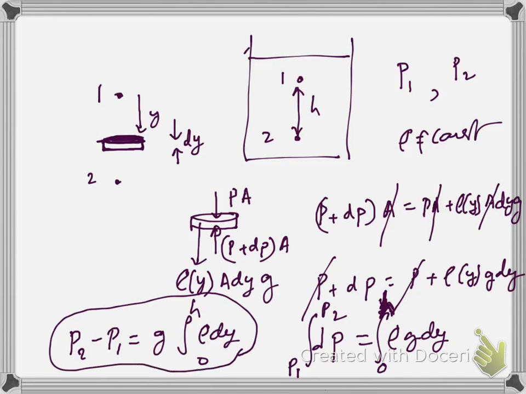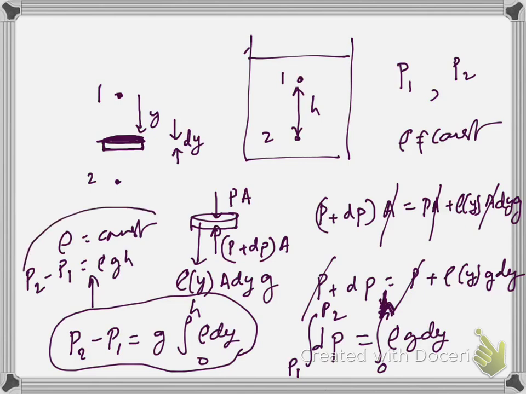If you check from this relation, there is a special case. If density is constant, then rho comes out of the integral. So then you have P2 minus P1 is rho g, integral dy will be y, it will be h. You get the relation. If rho is constant, you get back the original relation. If rho is not constant, use this relation marked with a star. So that is how pressure varies with depth for cases where density is not constant.